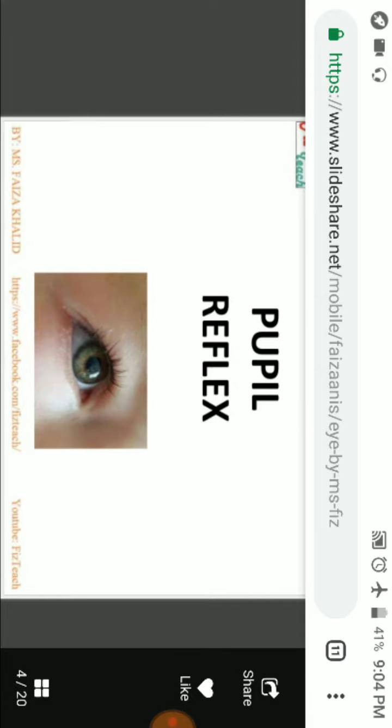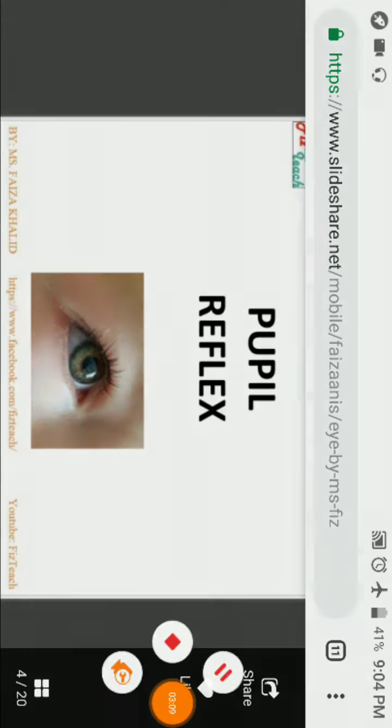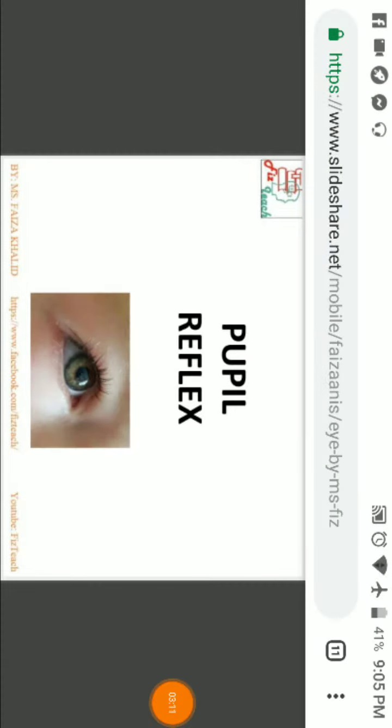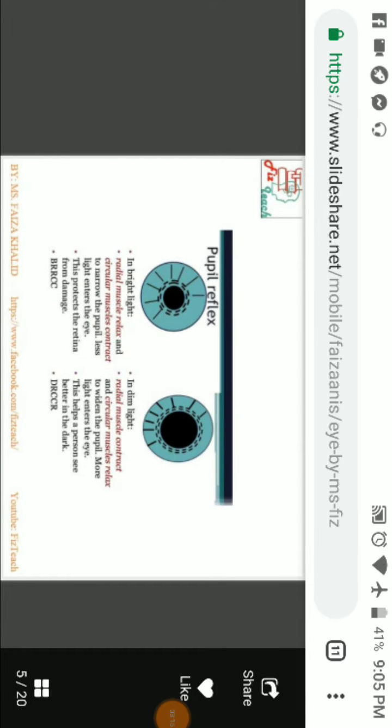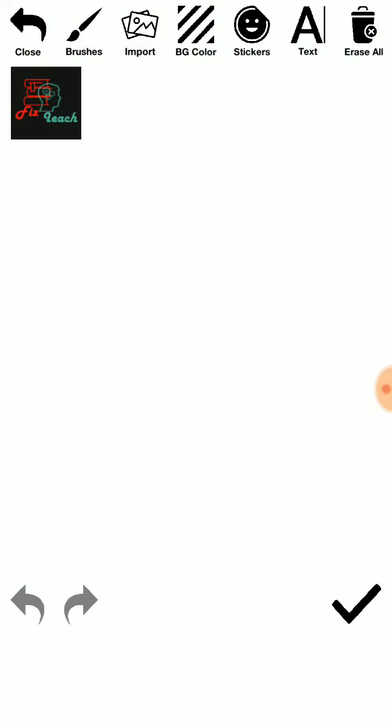Oops, why is it not moving? All right, so this is the pupil reflex. Let's talk about it in more detail. Wait a minute.